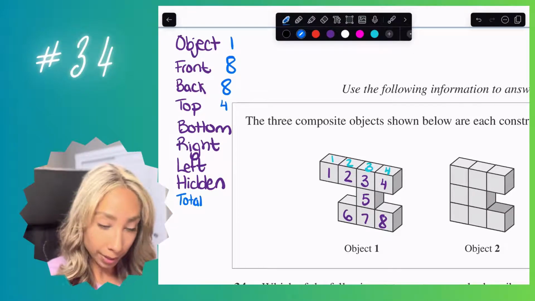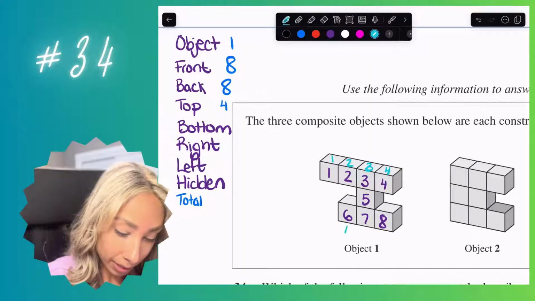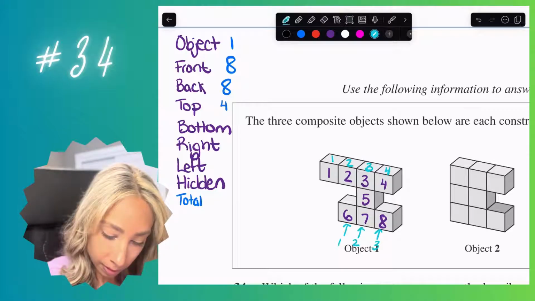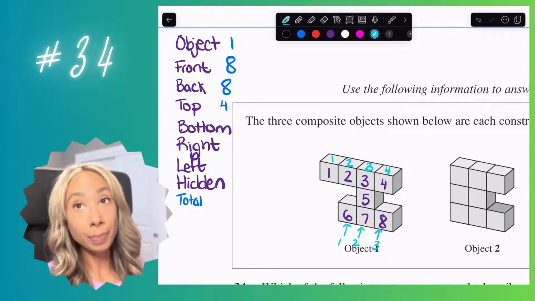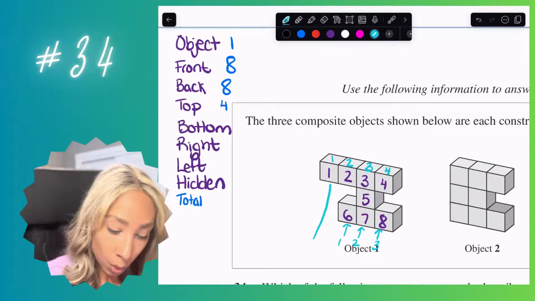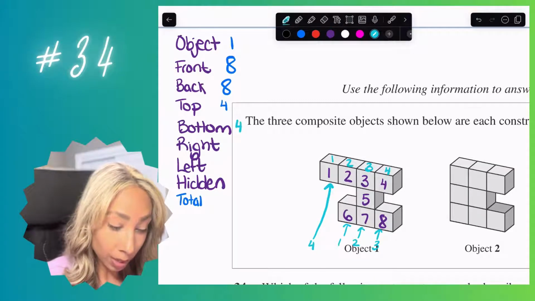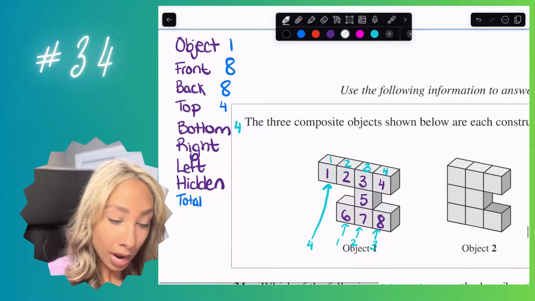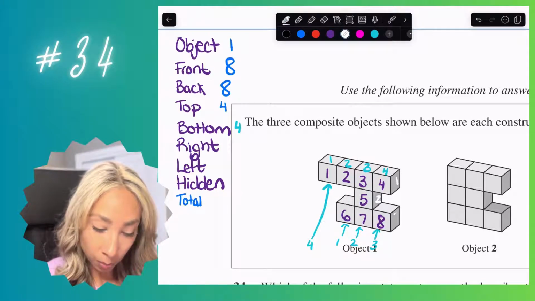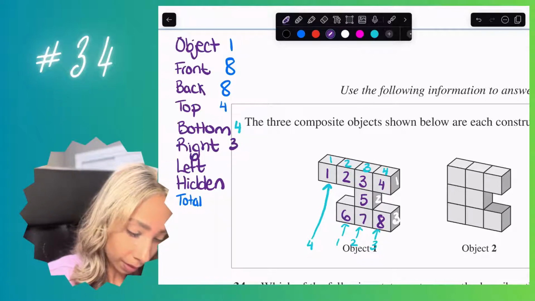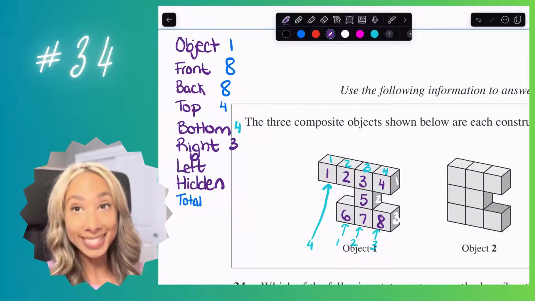Now with the bottom, what's happening is we've got 3 here, but if we were to imagine flipping this whole thing kind of upside down, we would also see the bottom of that. So that means our bottom is actually made out of 4. Now for the right, we're going to see 1, 2, 3. And that means we're going to see the same thing for the left.